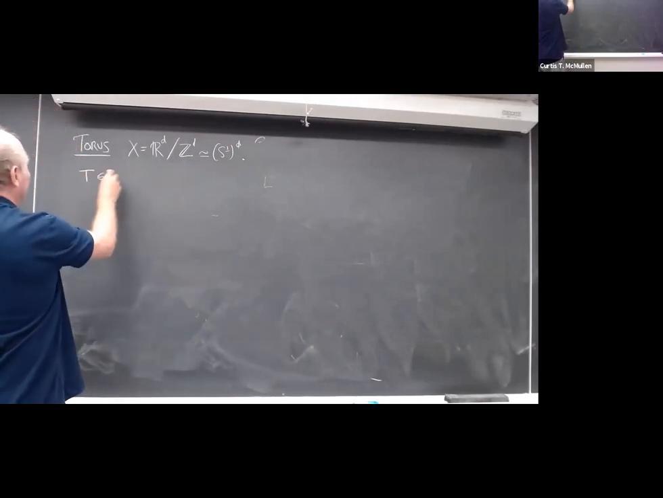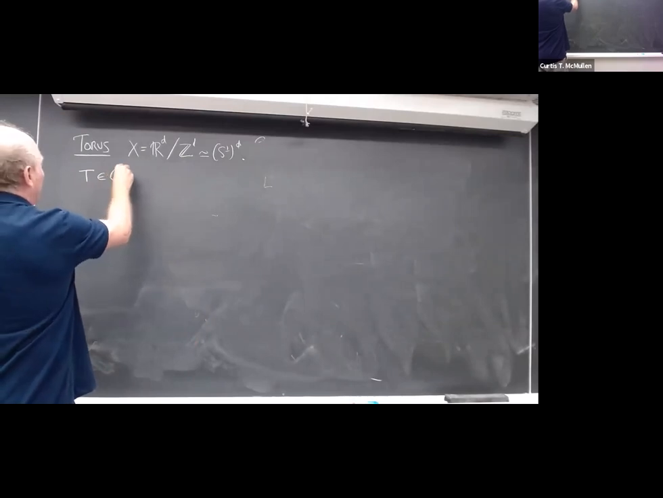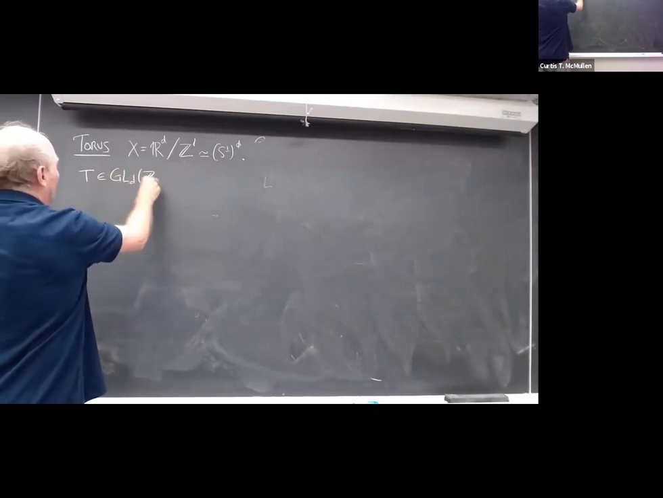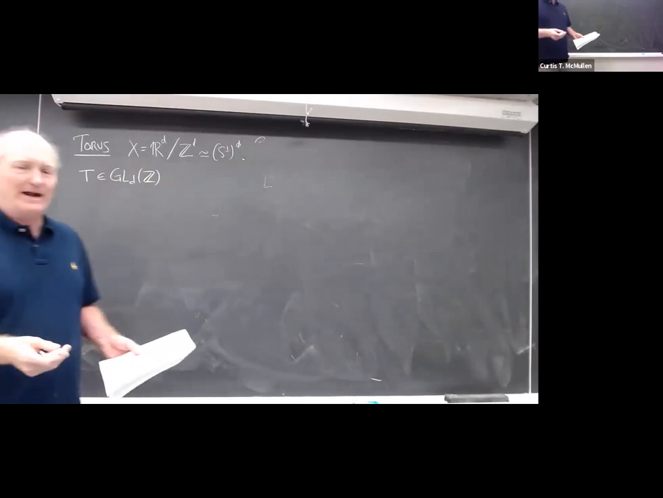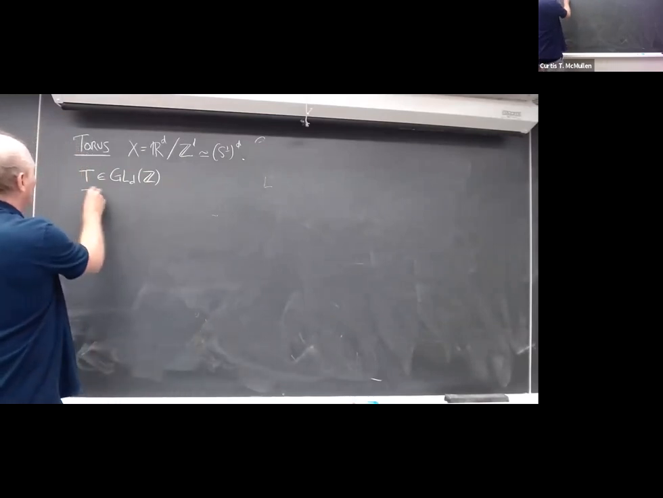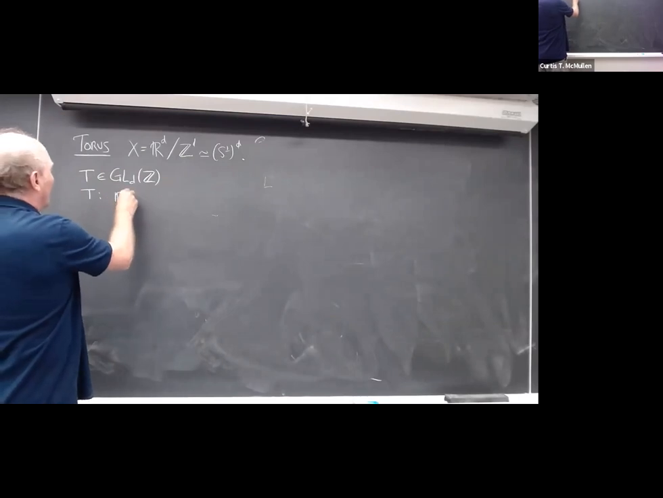And one occasion where it's nice to think of that is the following. If you take T to be an invertible integral matrix of rank d, then T gives you a map from R^d to itself.